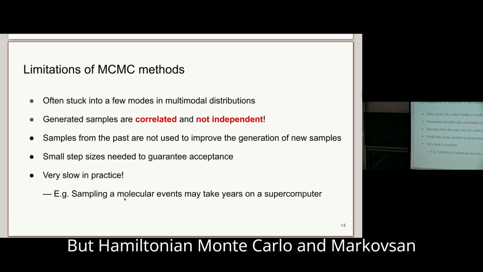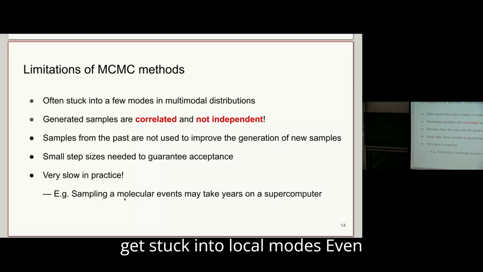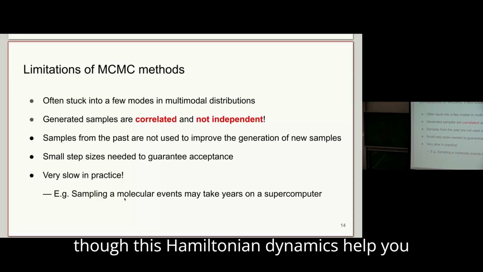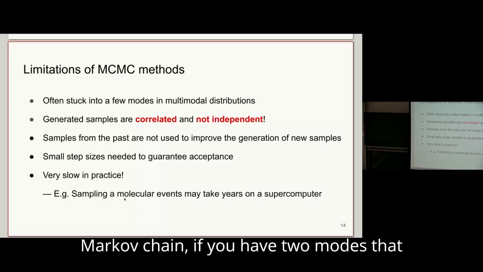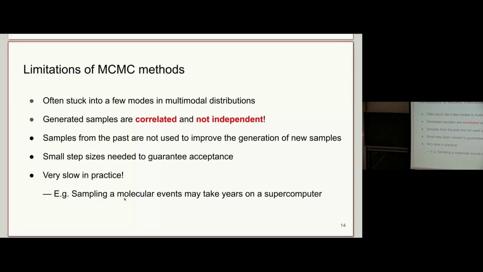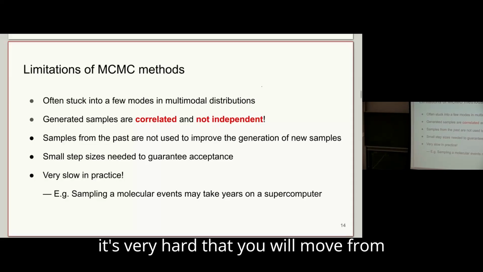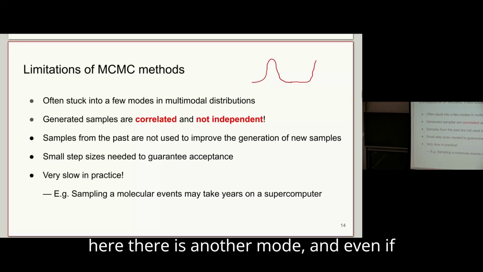But Hamiltonian Monte Carlo and Markov chain Monte Carlo methods have limitations. One of the problems is that they can get stuck in local modes. Even though these Hamiltonian dynamics help you make larger transitions as you run your Markov chain, if you have two modes that are far away one from the other, then it's very hard that you will move from one to the other. You could have a distribution that is like this, and then here there is another mode.